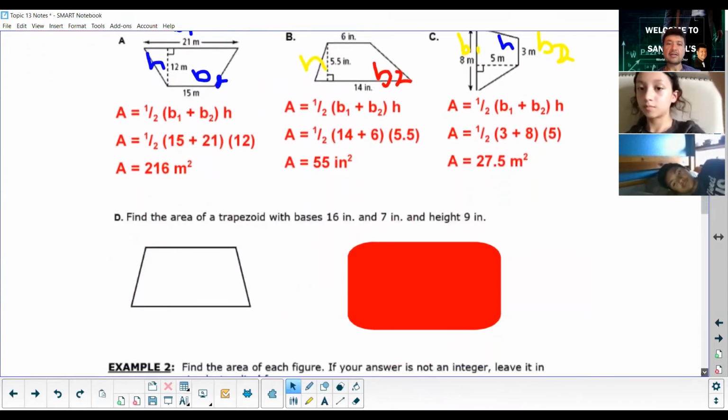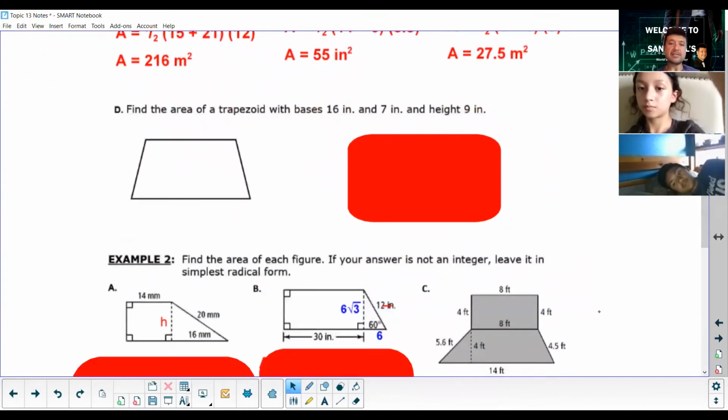All right, so let's read the directions on this one. What does this say? For example 2 or for D? D. I'm looking for D. Okay. Find the area of a trapezoid with bases 16 inches and 7 inches and height 9 inches. All right, excellent. So lead me through this. How would I solve this?